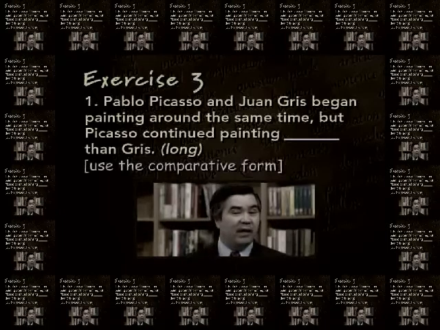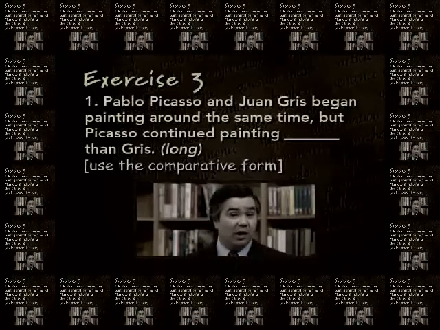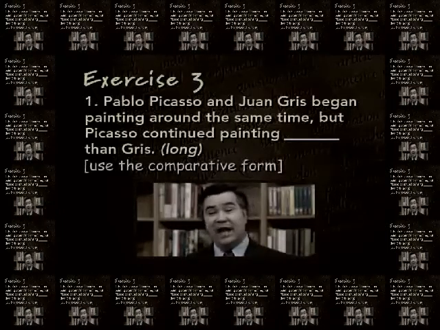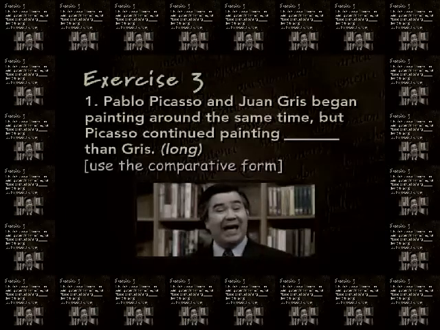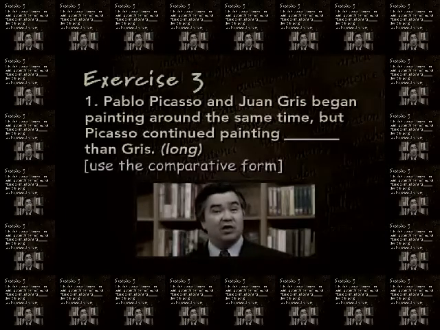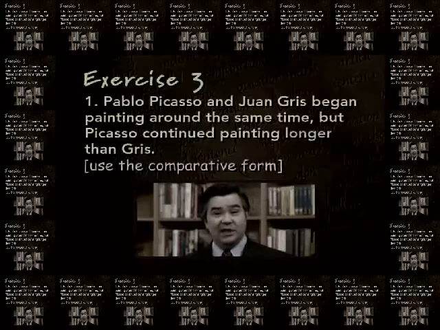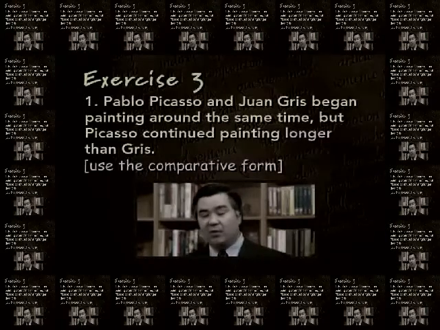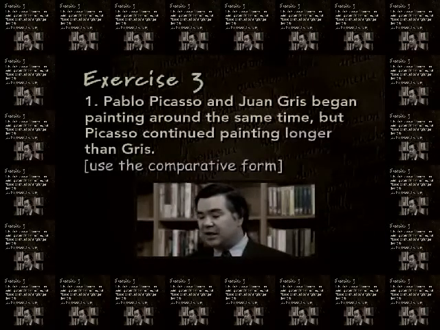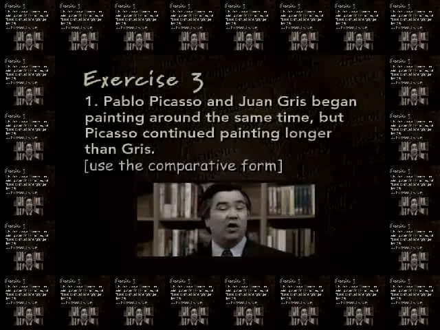And how do you form the comparative form of the adverb long? Well, it's a one-syllable adverb, and therefore, you simply add the letters er at the end to turn it into longer. And the sentence would read, Pablo Picasso and Juan Gris began painting around the same time, but Picasso continued painting longer than Gris.